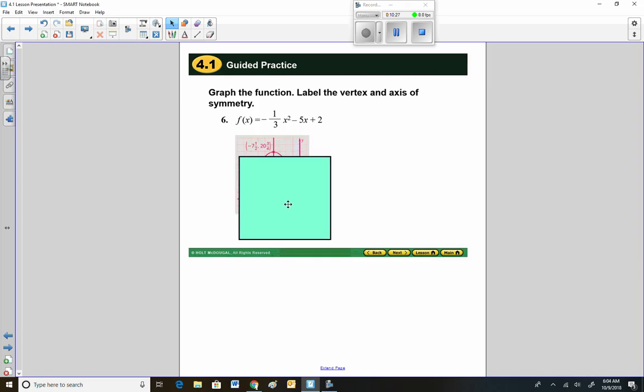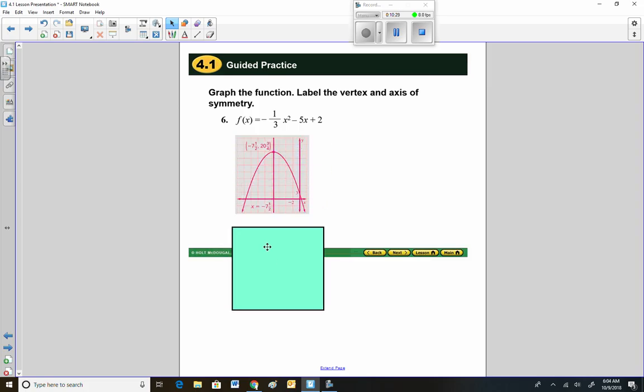Welcome back. Let's see. First of all, we have negative b over 2a. Ooh, this one's not pretty. All right, so you'll be excused from having to graph this one.